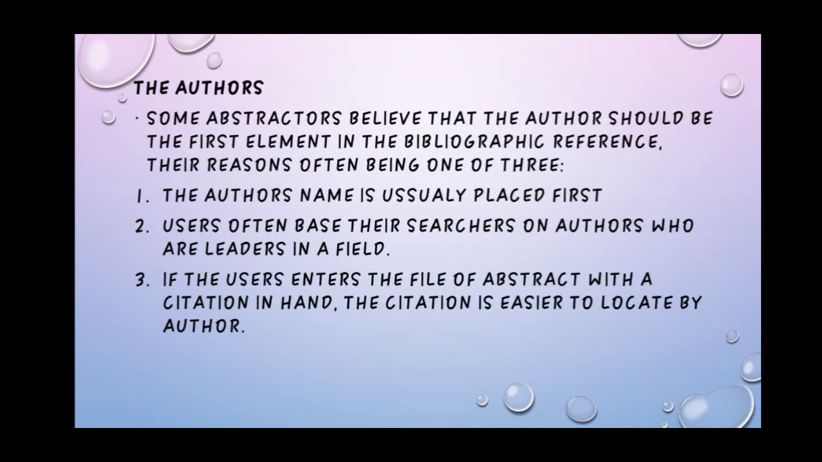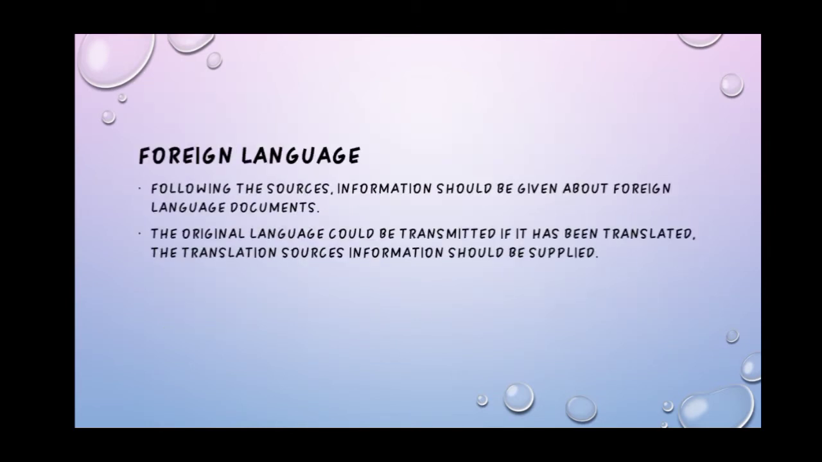The authors. Some abstractors believe that the authors should be the first element in the bibliographic reference, their reason often being one of three. First, the author's name is usually placed first. Second, users often base their searches on authors who are leaders in a field. And lastly, if the users enter the file of abstracts with a citation in hand, the citation is easier to locate by the author.